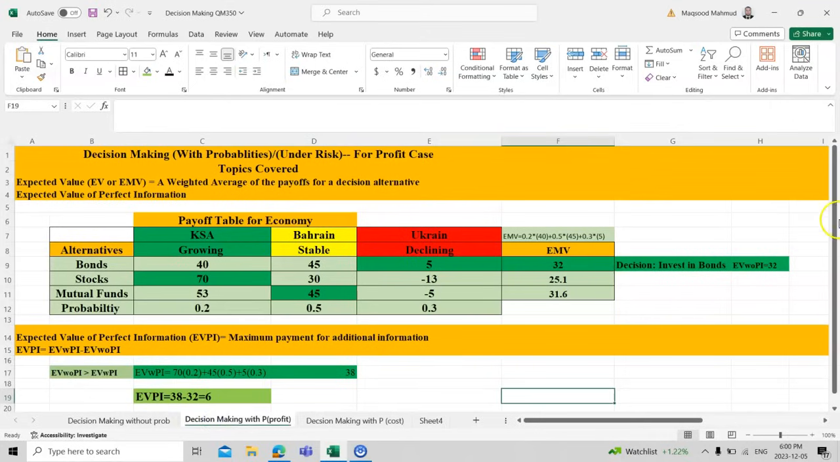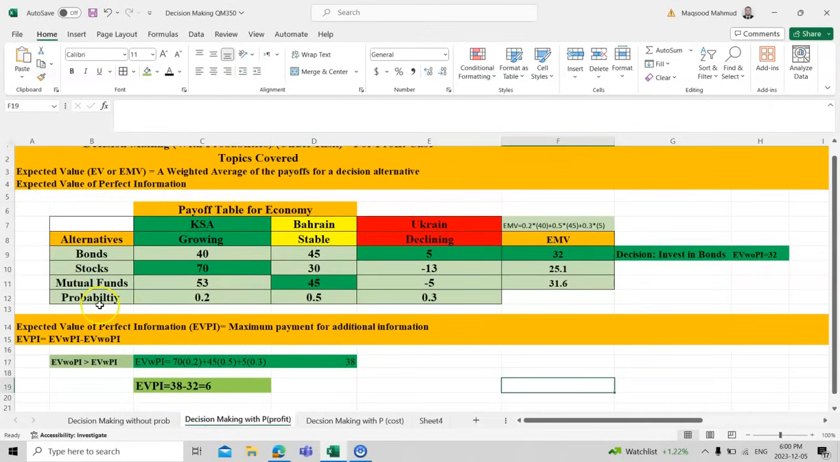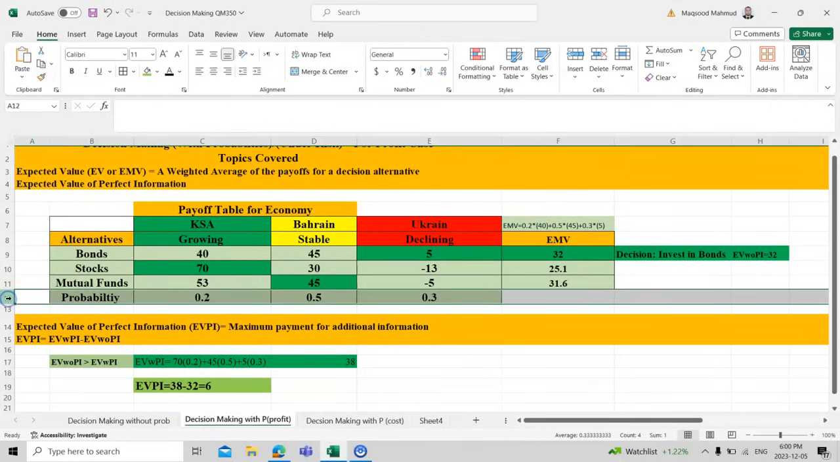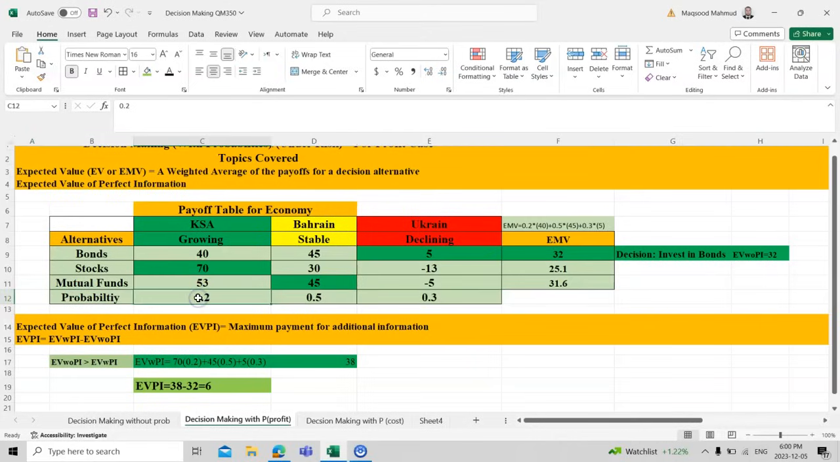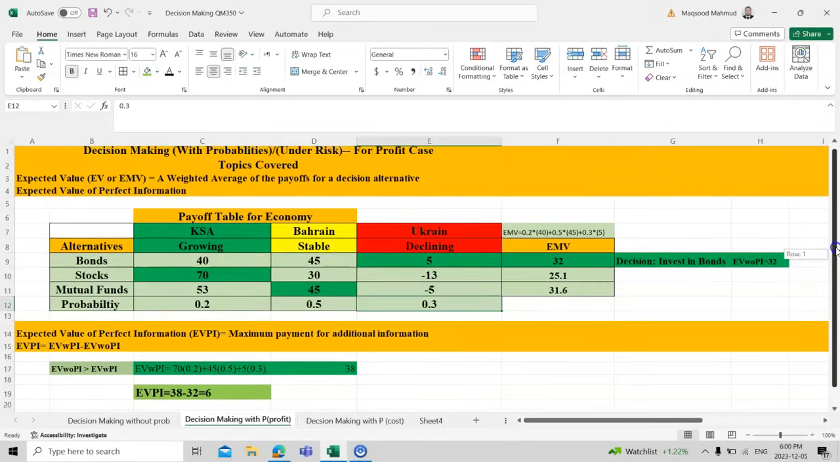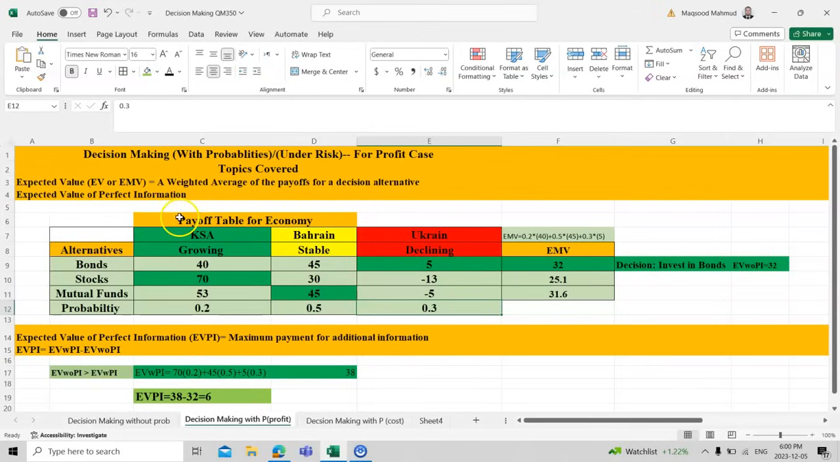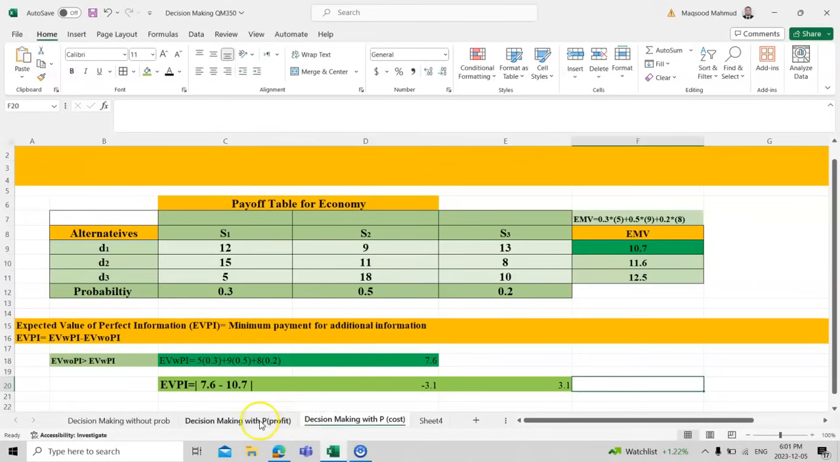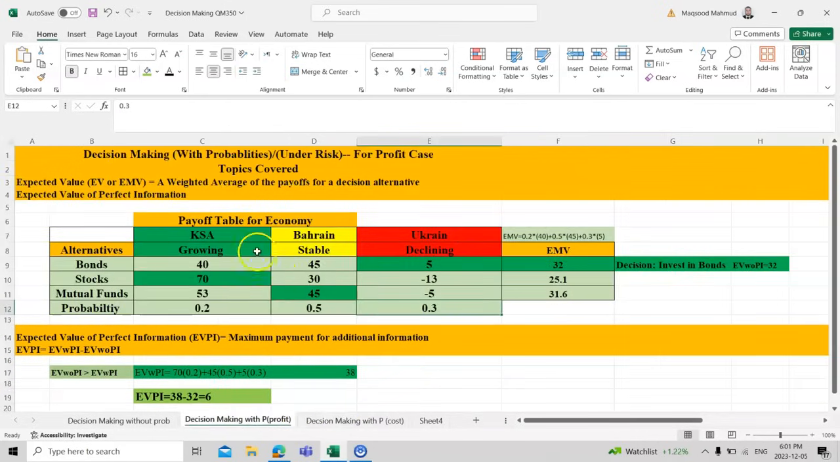Now let's see how we can do it with probabilities. I will change this row, row number 12, and add probability. Probability for Saudi Arabia is 0.2, for Bahrain is 0.5, and for Ukraine is 0.3. Decision making with probabilities is also called decision making under risk, and this is for the profit scenario. The profit case is different from the cost case, which I will cover later.